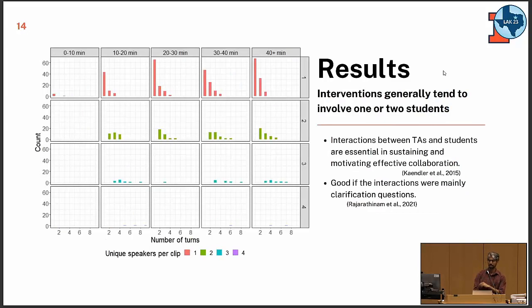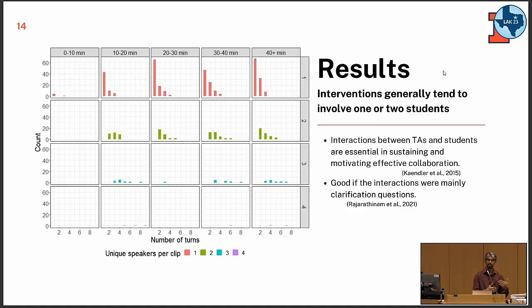Finally, I want to talk about teachers interacting with the students. This chart shows, on the vertical slice, the class chunk in 10-minute sections, and on the x-axis, the number of unique speakers. And as you can see, the TAs usually talk with 1 student or 2 students most.